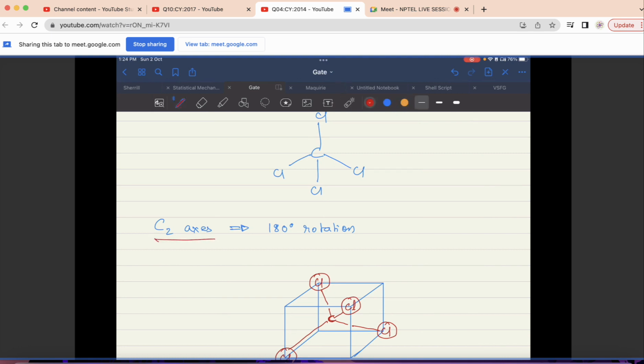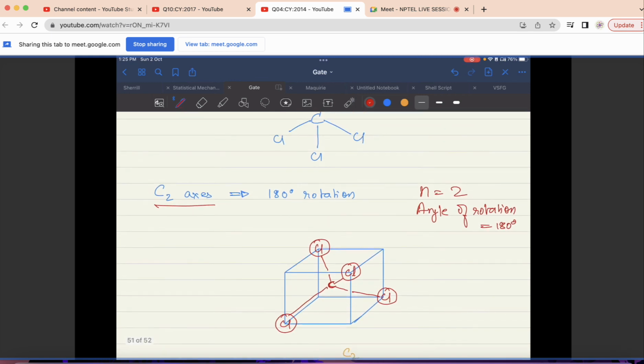Okay. So for a C2 axis, my n is equal to 2, and my angle of rotation will be 180 degrees. So this is my molecule, and this is a tetrahedral structure. It's a little difficult to imagine, so I have drawn it in a cube, and you can now imagine how my Cl atoms are arranged in a tetrahedral position. So this is my carbon here, and these are the 4 Cl atoms.